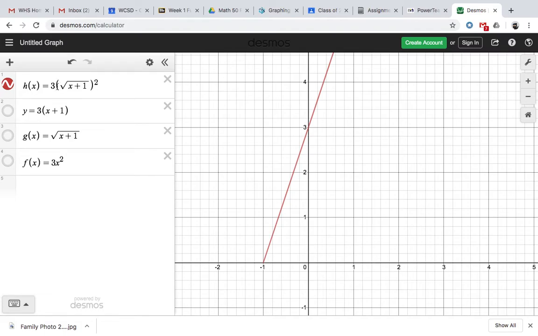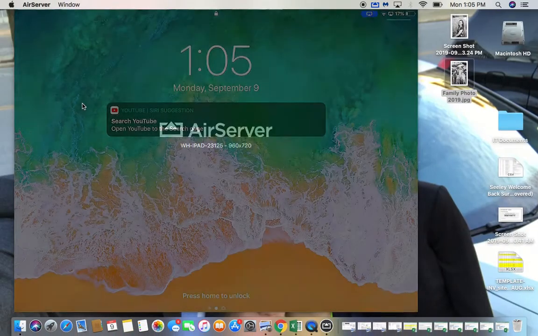By the way, if you use Desmos to make your composite function, it will put the appropriate domain. So this is correct, and it's the correct graph of it. So that's one way to make that happen as well.